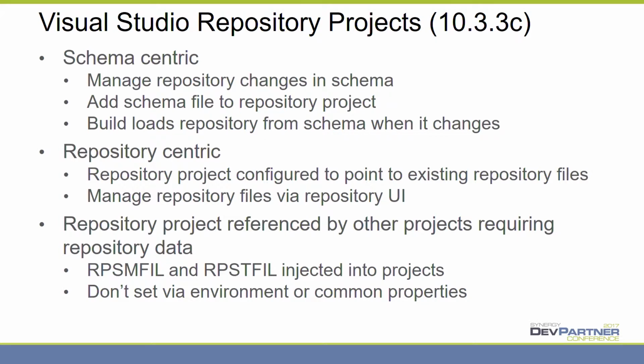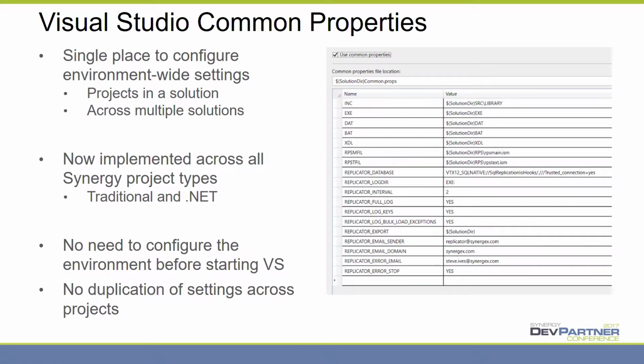Some of you are in the habit of doing that. And in which case, what the project really does is just give you a referencing mechanism. So the idea is once the repository project knows about your repository, you reference the repository project from all of your other projects, and it makes the repository available to those other projects by setting the appropriate RPSMFIL, RPSTFIL, all of that kind of stuff. So generally, you remove those settings from your environment and let Visual Studio manage that environment through its referencing mechanism.